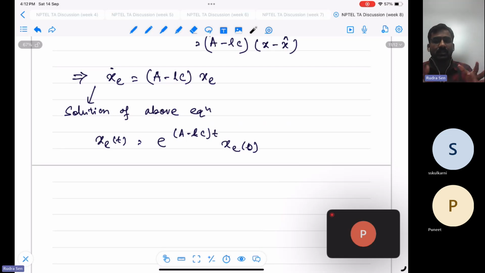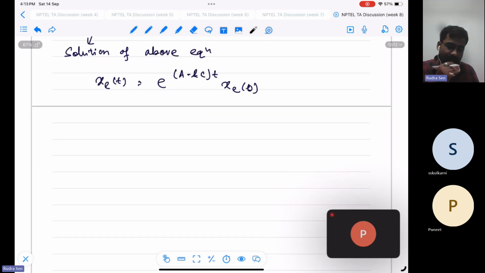Means our estimated state will definitely reach the actual state asymptotically as t tends to infinity. This error will definitely go to 0. Our objective should be that this error goes to 0, and this will happen when the eigenvalues of A minus LC are negative. So that's why we need to design an L vector.